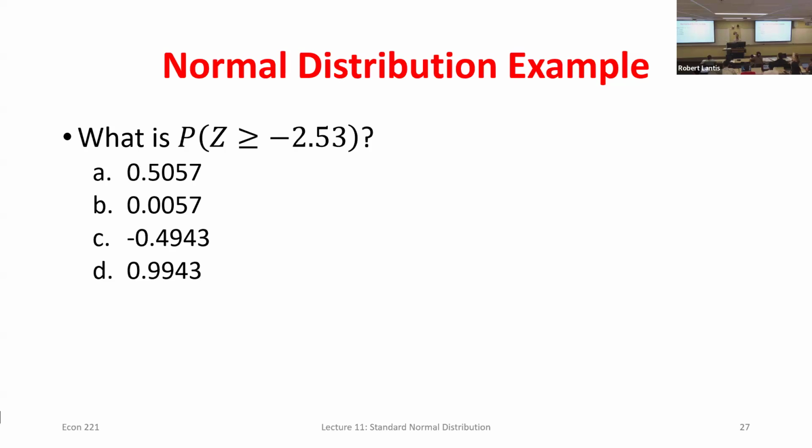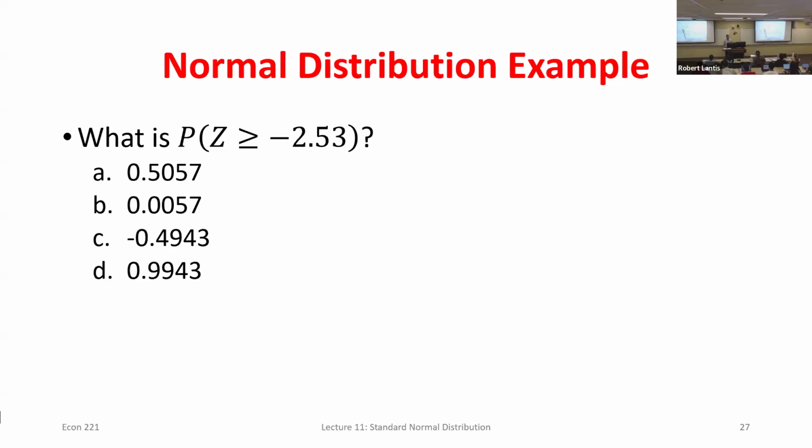So anytime you're looking at these, I would draw this out, right? If I want the probability that it's greater than negative 2.53, here's my normal distribution. What I actually want is the area above that value. What does the table tell me? The table tells me the probability that I see this value or anything less. So the table gives me this area. So what am I going to have to do?